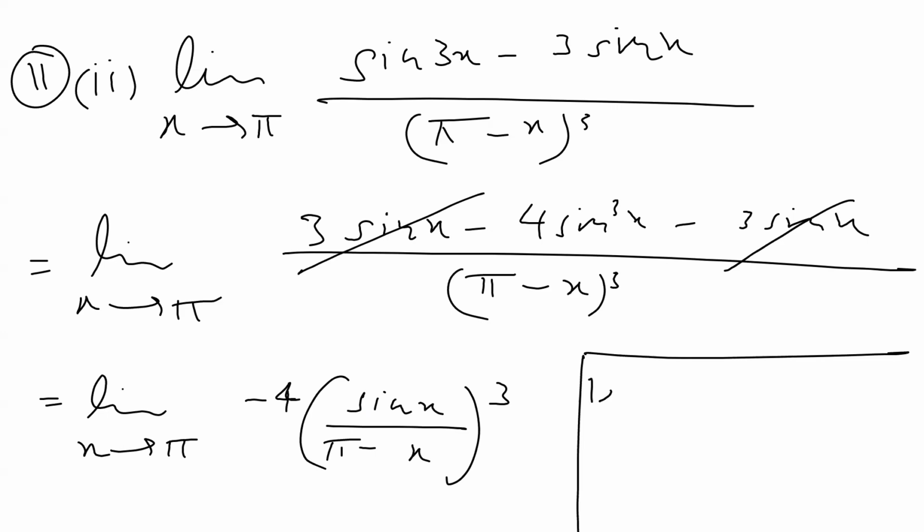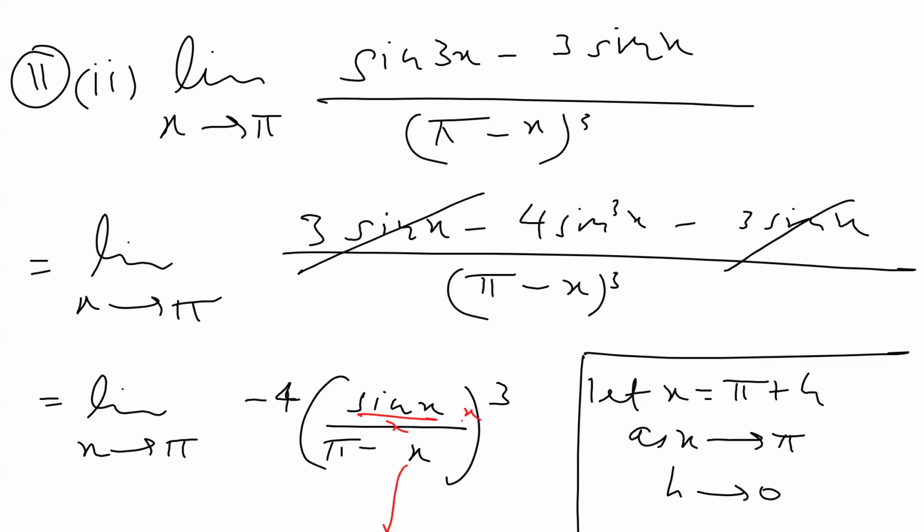Let x is equal to pi plus h. As x approaches pi, h will approach 0. Now, some students might have a doubt that why are we not dividing and multiplying with x? You can do that, but then what about this x then? It will remain, and pi minus pi is 0. Okay.